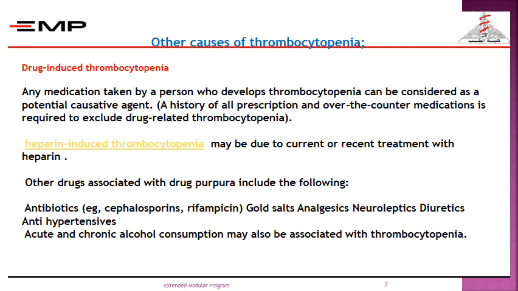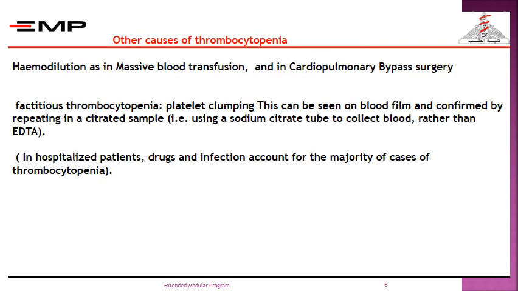Acute and chronic alcohol consumption may also be associated with thrombocytopenia. Hemodilution, as in massive blood transfusion and cardiopulmonary bypass surgery, may be associated with thrombocytopenia. Factitious thrombocytopenia. This means there is false thrombocytopenia.